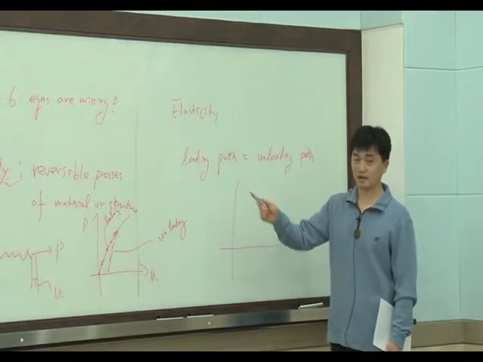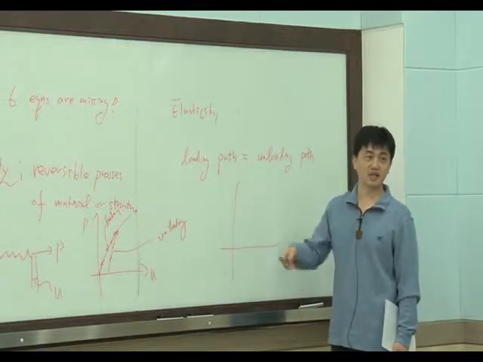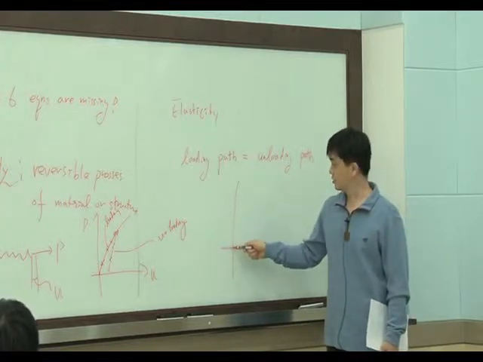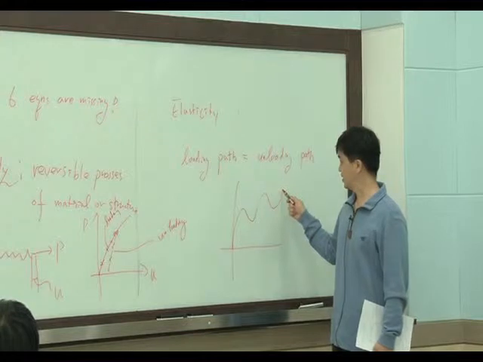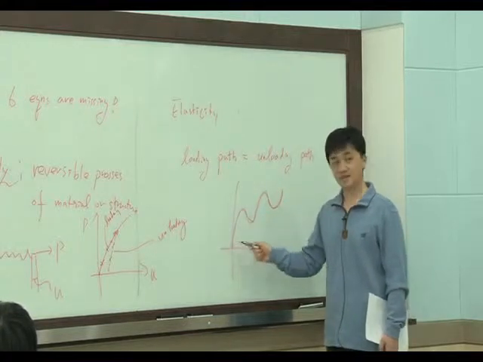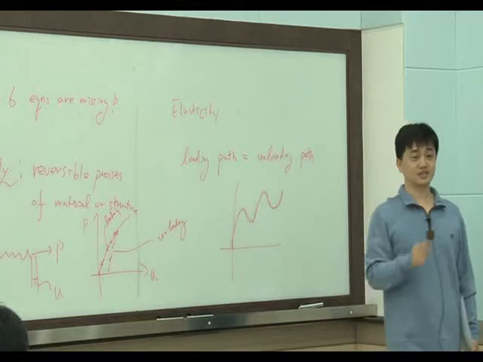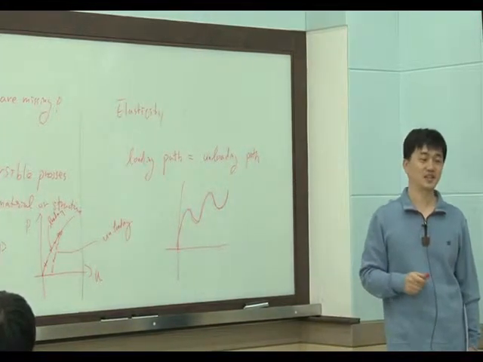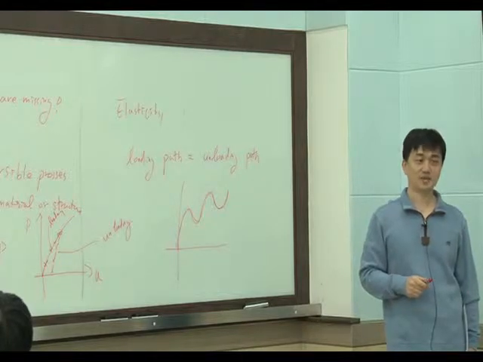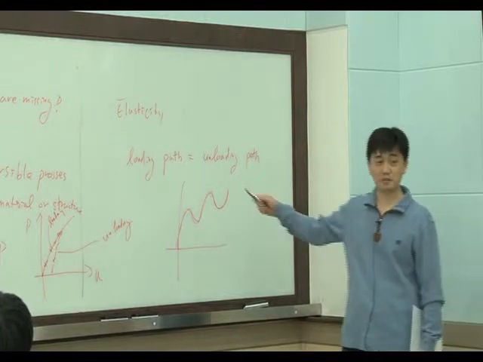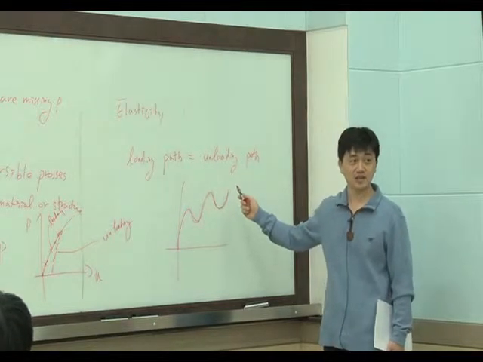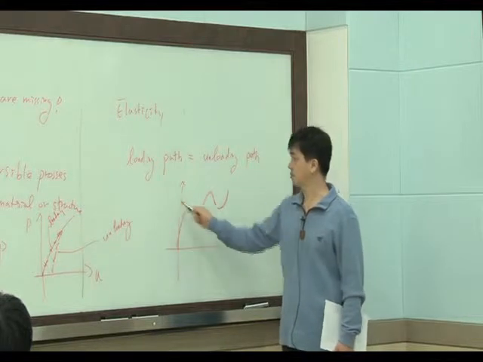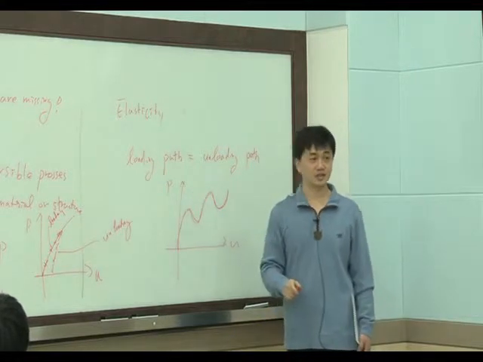It doesn't matter whether the curve is linear or not. For example, this is the loading path, and the unloading path is this. That is elasticity, right? That's not plasticity or inelasticity. The shape of the path is not important. If the loading path and unloading path are the same, it means elasticity.